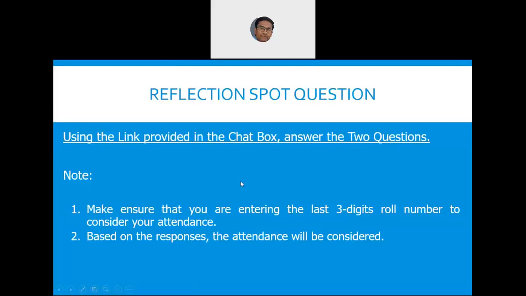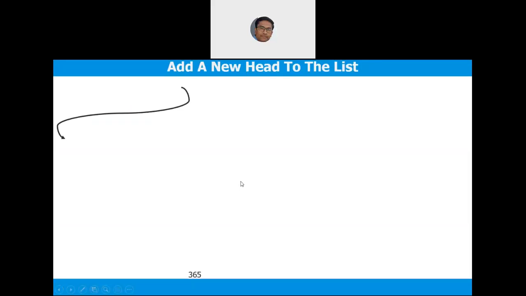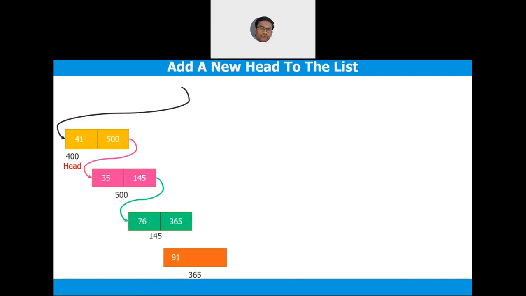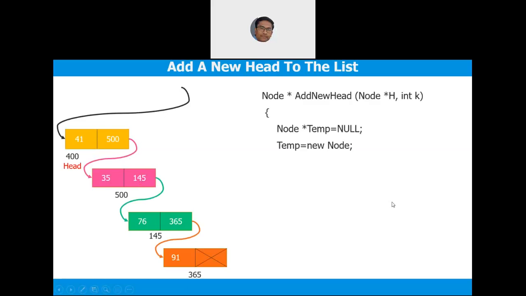Okay, now let us go to the next requirement. My next requirement is to add a new head to the list. That means you already have a list. I'm reconsidering the same list. Earlier 400 is the head. Now add a new head. That means you are asked to add a new node, not at the end, but at the beginning. Are you following? Yes, sir. So let me traverse the logic. I'm sorry.